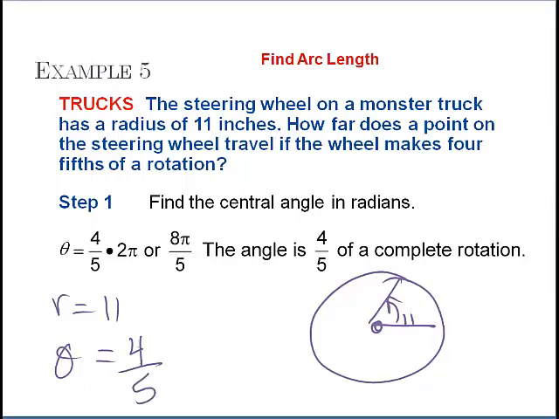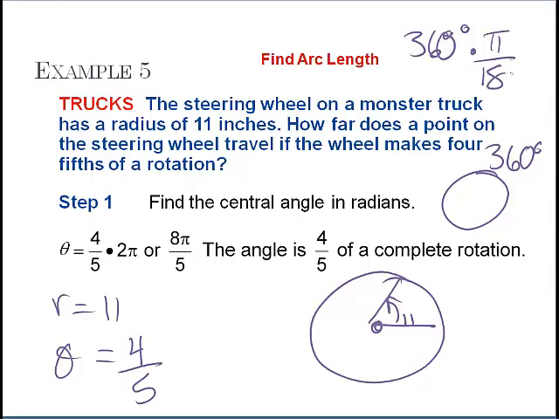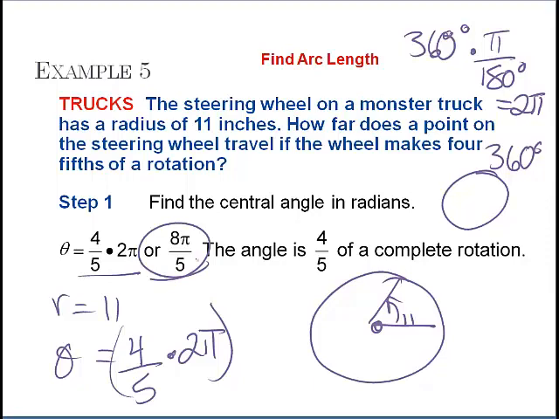4/5 of a rotation, meaning a full rotation is 360 degrees. If we change that to radians, because arc length always has to be found in terms of radians, 360 degrees times pi over 180 is equal to 2 pi. So we want 4/5 of the rotation of 2 pi. That's how we get 8 pi over 5.